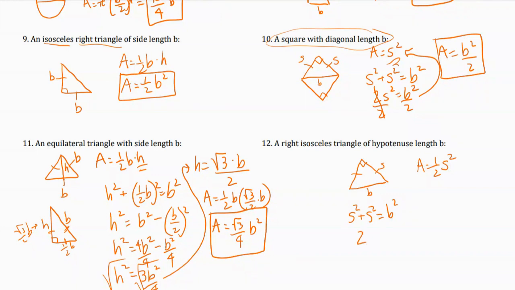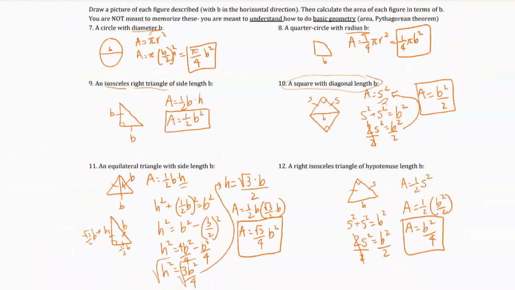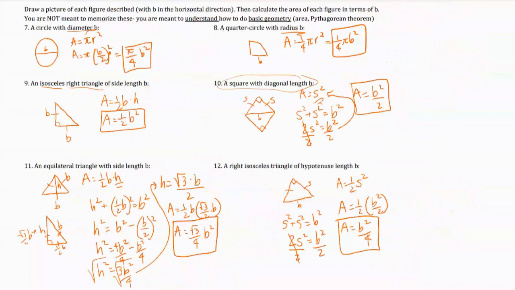But again, I don't want you to memorize these or have this in front of you. You just have to know, using the Pythagorean theorem or your other geometry formulas, how to find the area. So that's going to be b squared over 4. So again, sometimes we use the Pythagorean theorem. Sometimes we just have basic formulas.